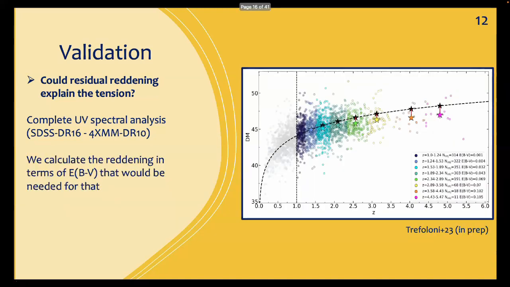Why so? Because if you look at this Hubble diagram, you see that the black line again is the ΛCDM model. These colored stars are telling you how much the extinction should be, in terms of the E(B−V) parameter, for having a shift from the ΛCDM prediction to what we observe. So for the high redshift, probably you cannot see it here, I'm sorry, but for explaining this difference, we need an E(B−V) of 0.1 at high redshift.